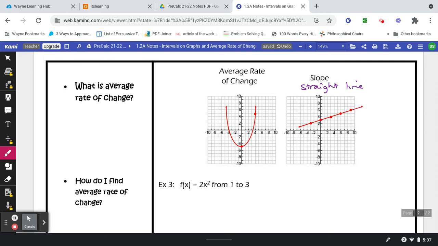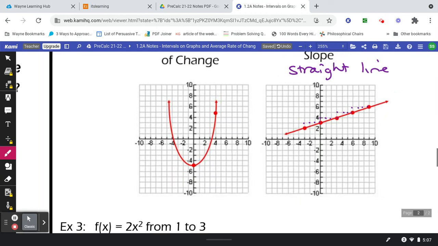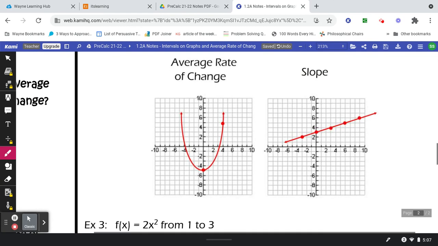So slope is rise over run. If you look at this one right here, you can see the slope is up 1 over 3. And then if you keep going, it's up 1 over 3, up 1 over 3, up 1 over 3. It's the same the entire way. But the problem is we can't use slope for things like parabolas because they're curved. So we're going to use average rate of change for anything that's curved.